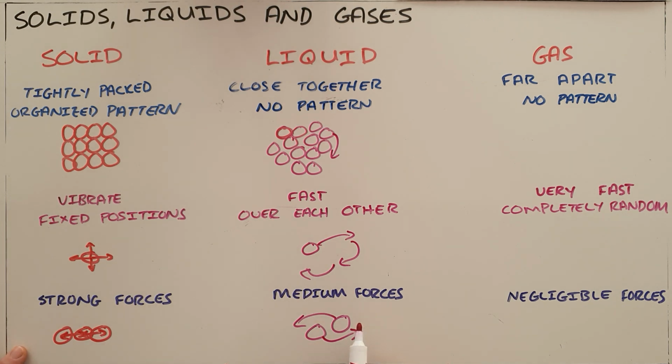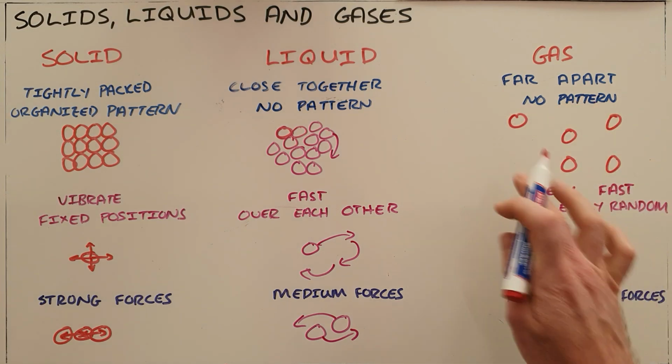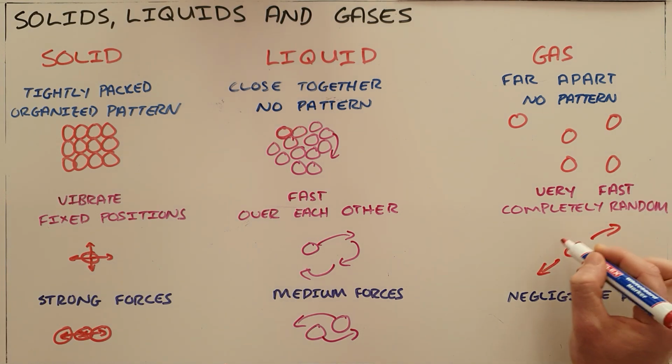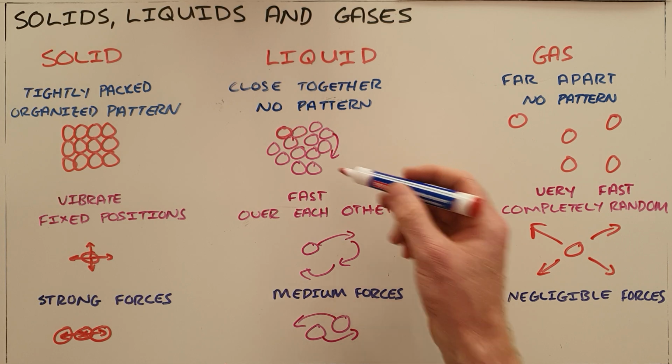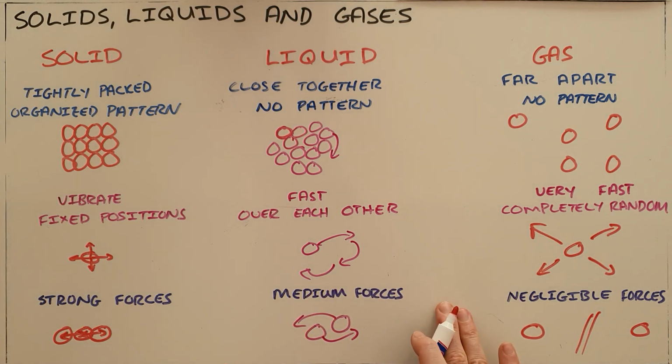but they are not as strong as the forces of attraction in solids. And finally we get to gases, where in gases the particles are so far apart that they are almost completely unrelated to each other. There is no pattern, there is nothing that is keeping them together. As a result, they are able to move very fast in whichever direction they want, and that movement is completely random. It is not governed by what the other nearby particles are doing. And then finally, because these particles are so far apart, there's almost no, or we say negligible, forces that exist between them.